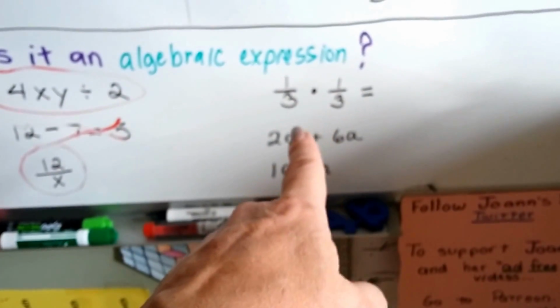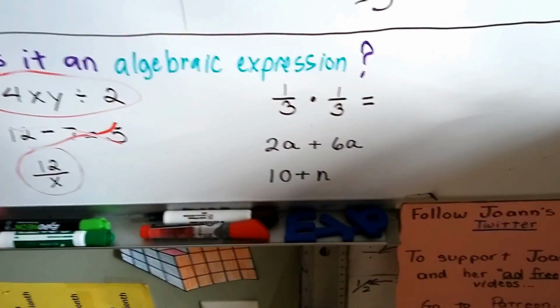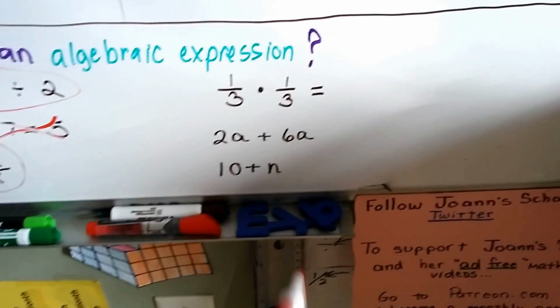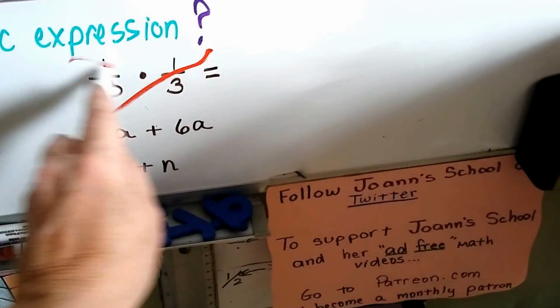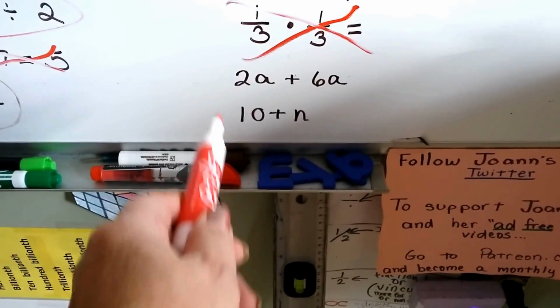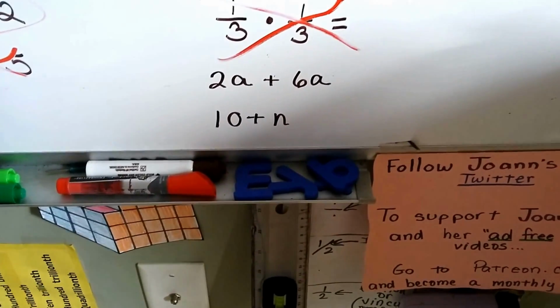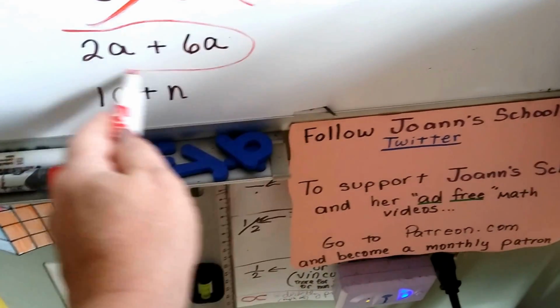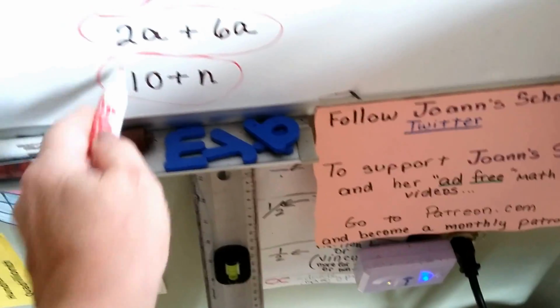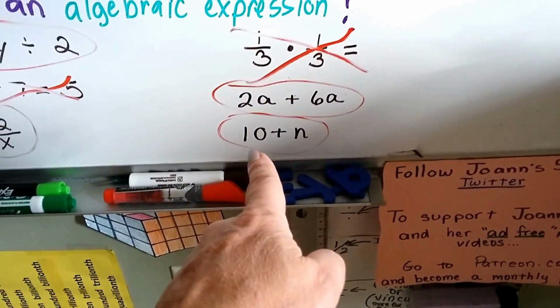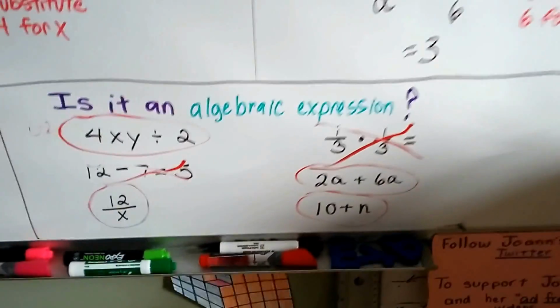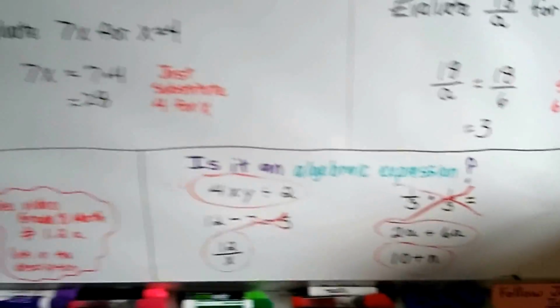How about this one? 1/3 times 1/3. Is that an algebraic expression? It's got an equal sign, so no. No equal signs allowed. How about 2a plus 6a? Yes, it is. And so is 10 plus n. They each have at least one variable, and there's no equal sign. So they're algebraic expressions. See that?